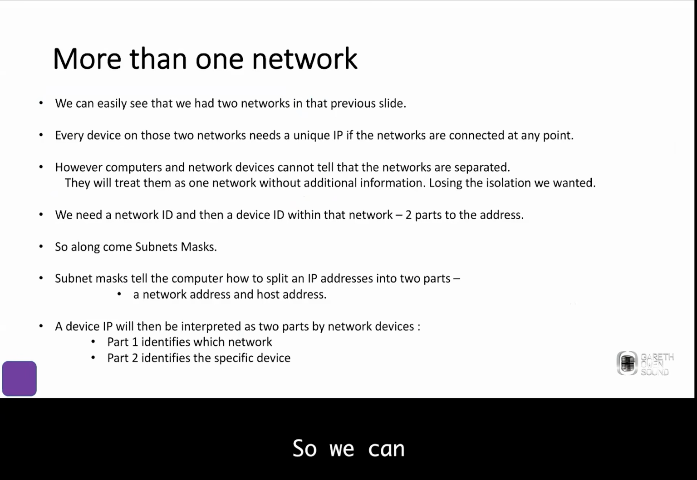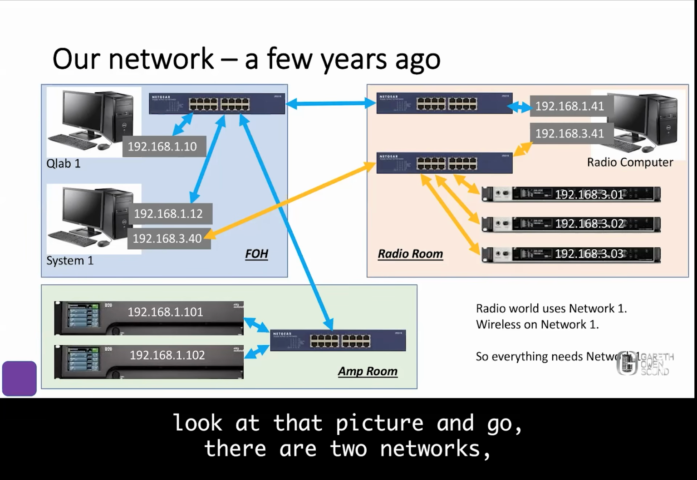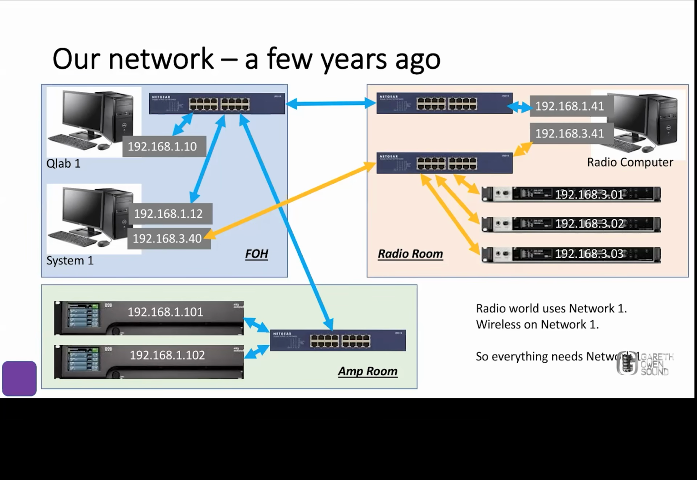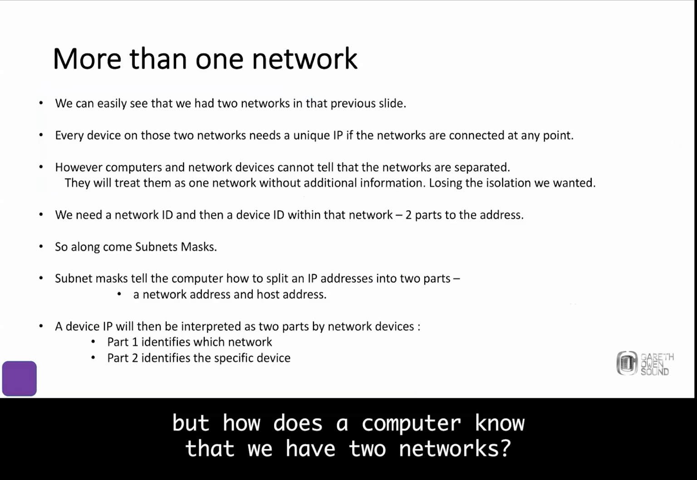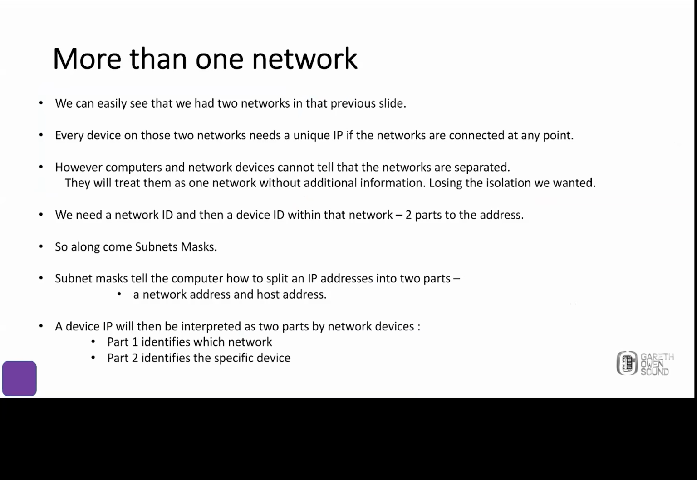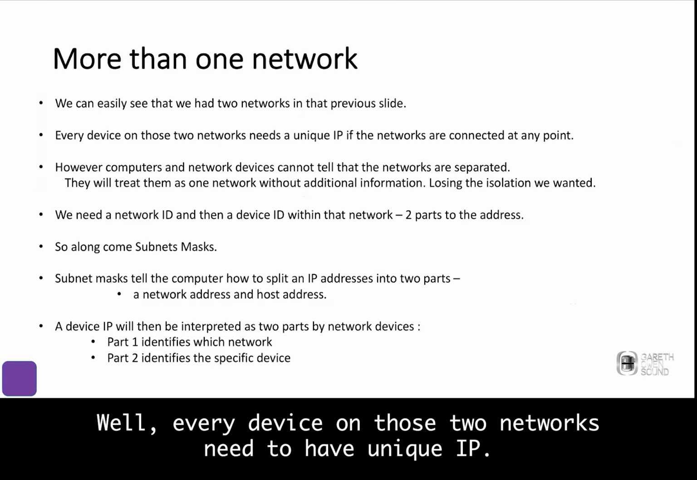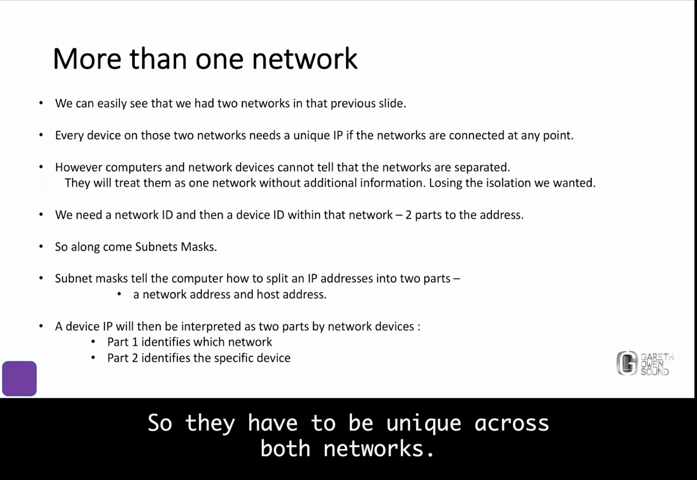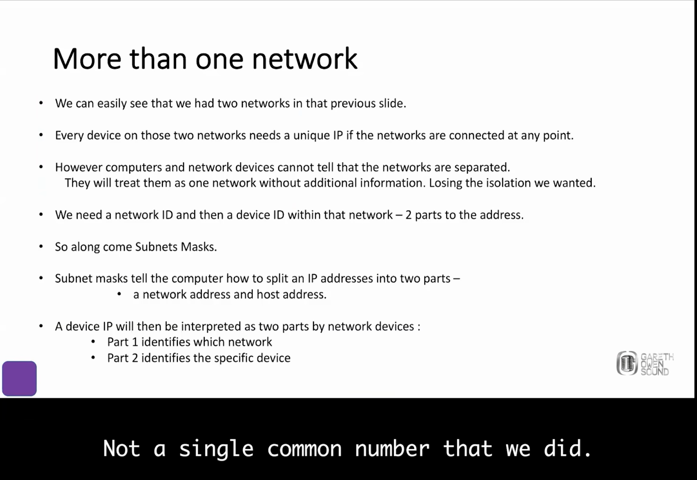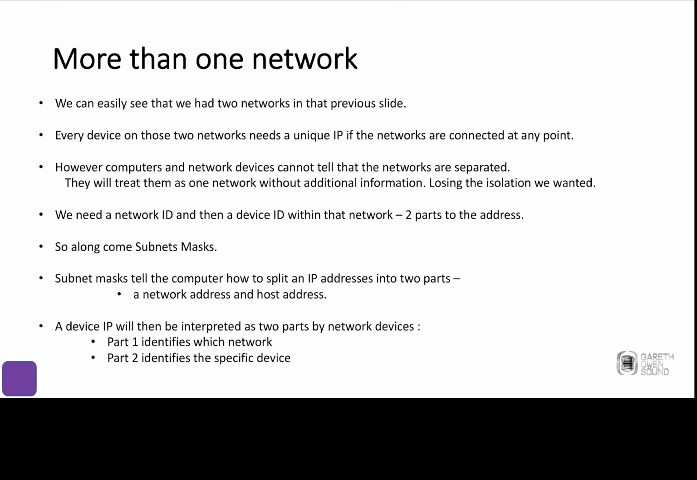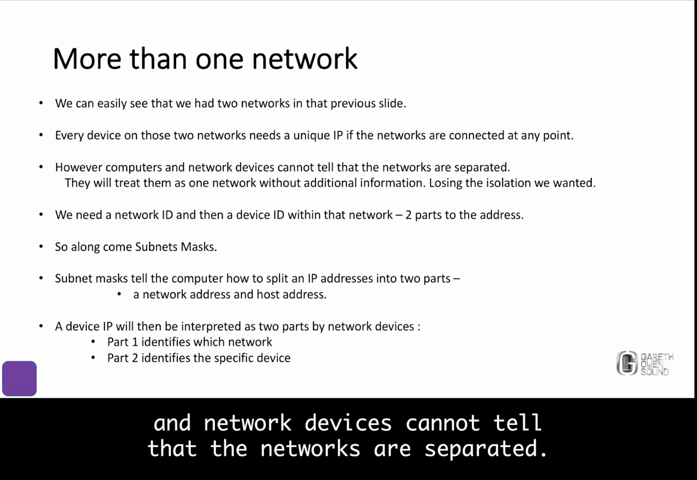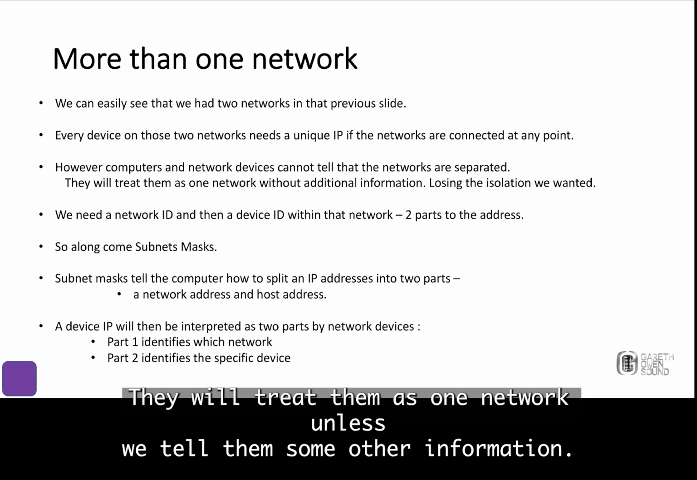So we can look at that picture and go, there are two networks. But how does a computer know that we have two networks? Well, every device on those two networks needs to have unique IPs, so they have to be unique across both networks, not a single common number. That we did. But computers and network devices cannot tell that the networks are separated. They will treat them as one network unless we tell them some other information.